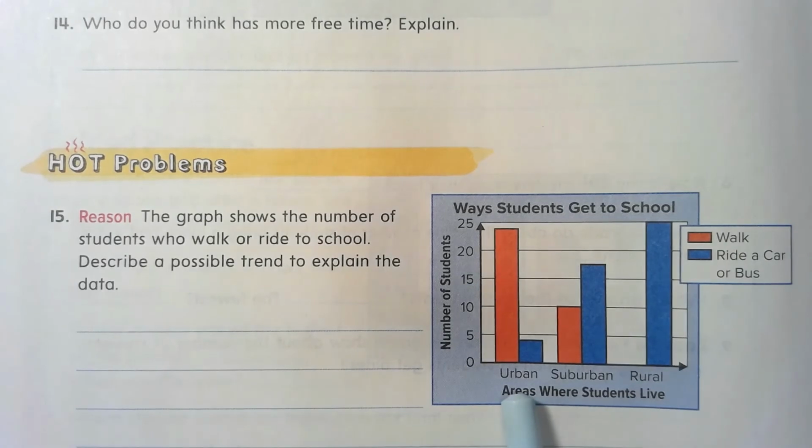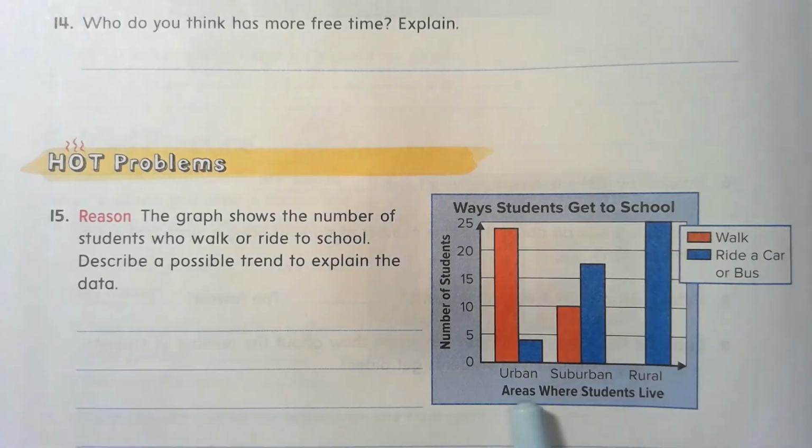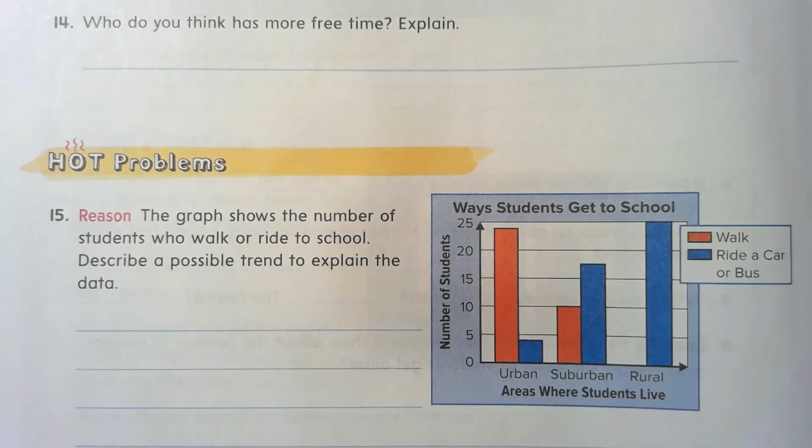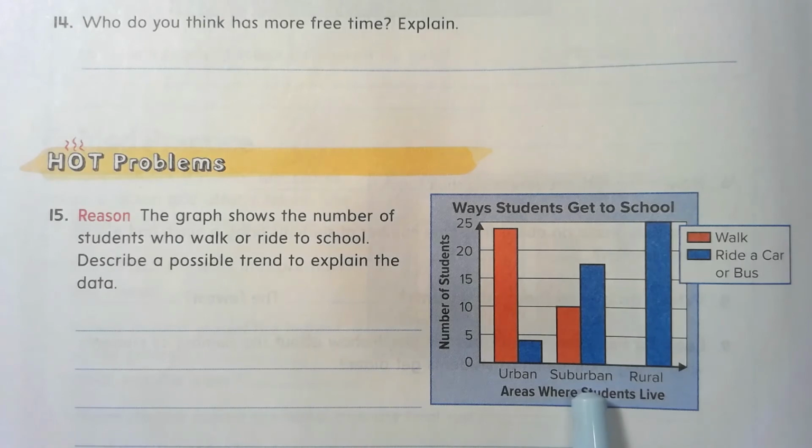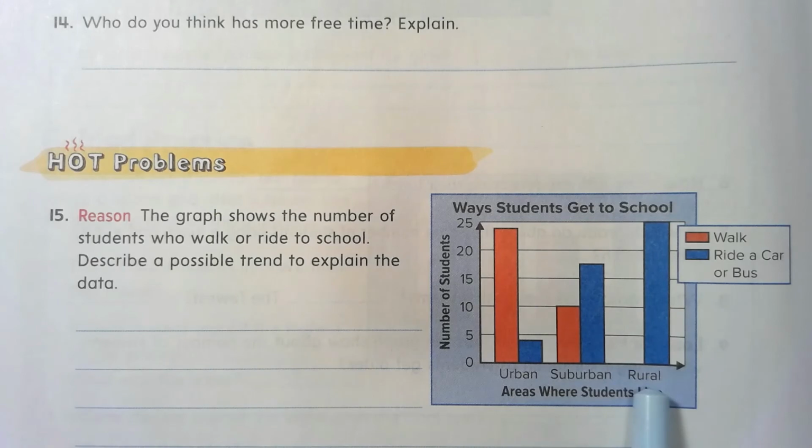Urban means students who live in a city. Suburban would mean students who live in a smaller city that is close to a large city. A suburb is a small city that's just on the outside of a large city. And rural means out in the country, far away from any large cities.